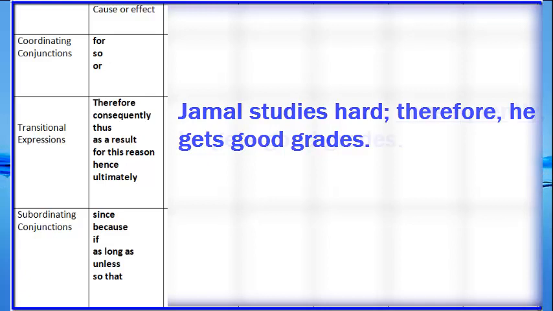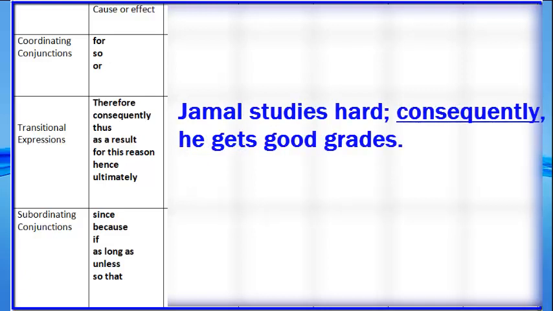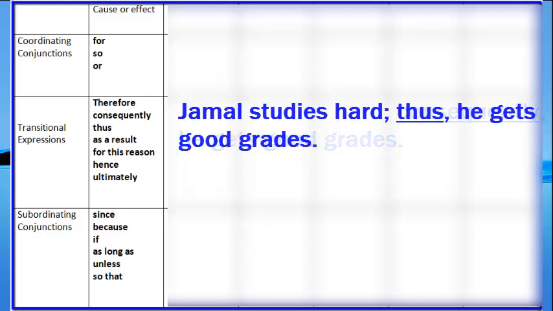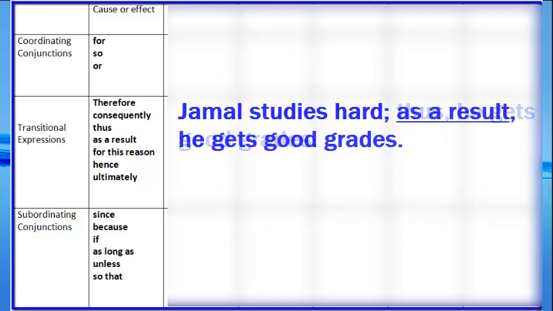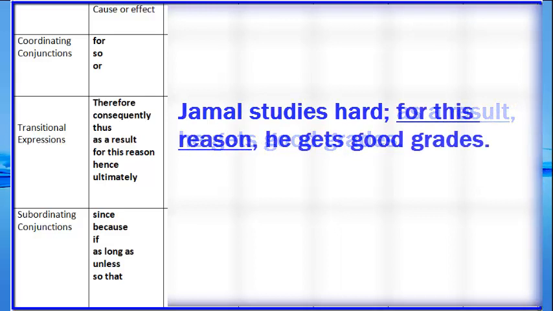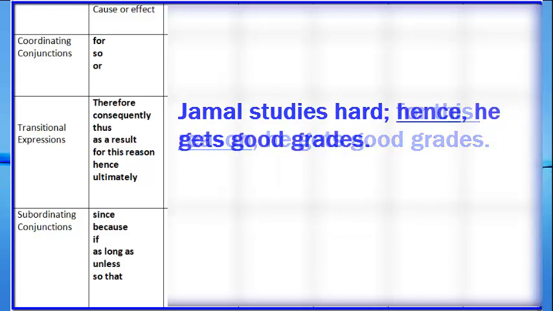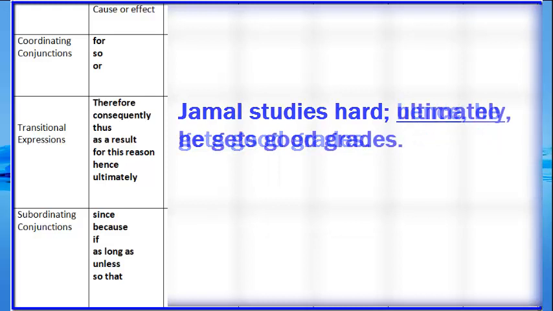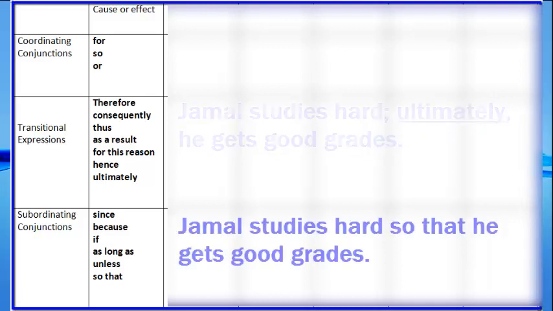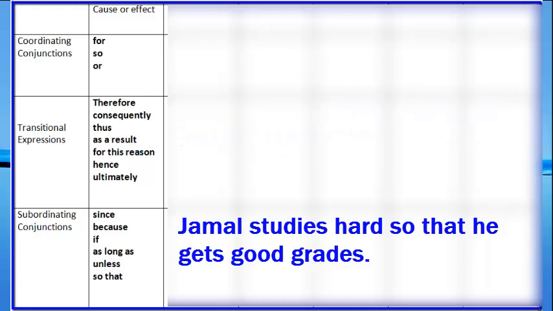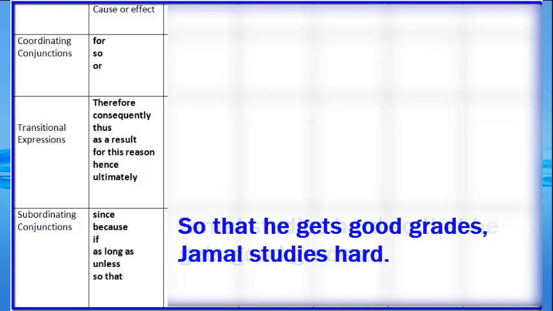The transitional expression therefore can be replaced by the transitional expression consequently, thus, as a result, for this reason, hence, or ultimately. The same ideas can be expressed using the subordinating conjunction so that, as in the sentence, Jamal studies hard so that he gets good grades. Or, so that he gets good grades, Jamal studies hard.